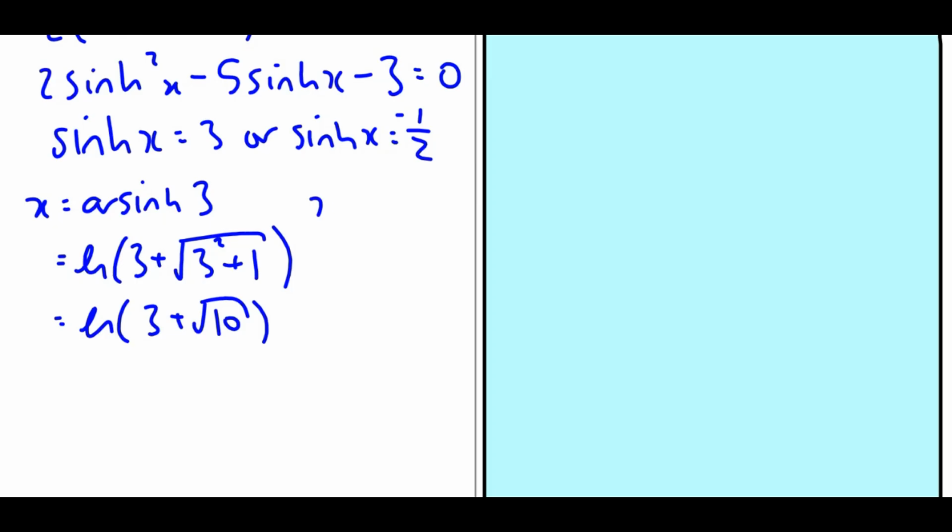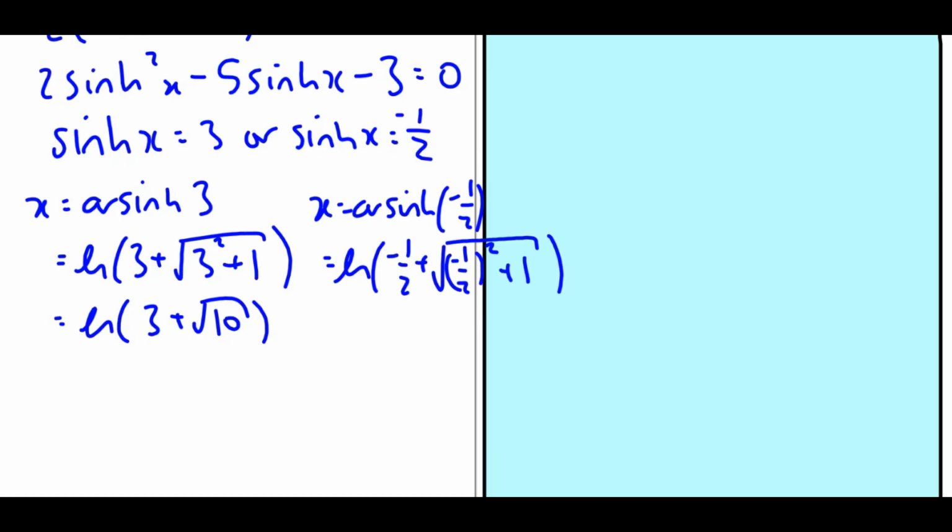Or from this one, we get x equals arsinh of minus a half, and if we substitute that in, that's ln of minus a half plus root minus a half squared plus 1, which will give us ln of minus a half plus root 5 over 2.